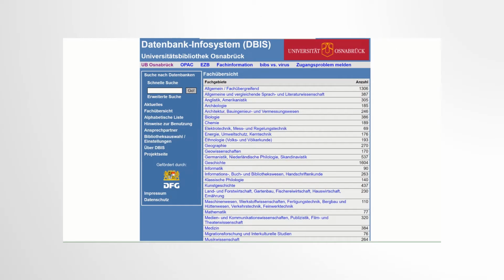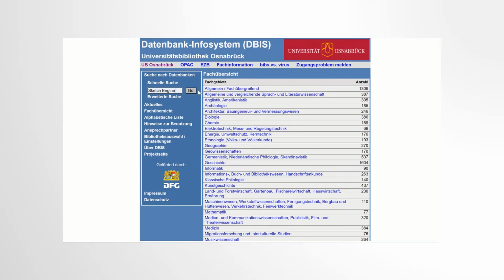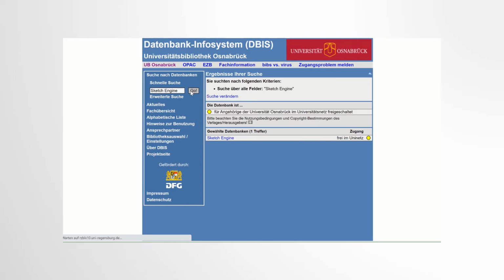If you're a student in Germany, your first port of call to access the Sketchengine would be what's called the Datenbank Infosystem, which is available from your local university library, but also accessible via the internet, of course. So you'd type Sketchengine into the search box, and this should take you to the page from which you can access the Sketchengine. You would have to click here.